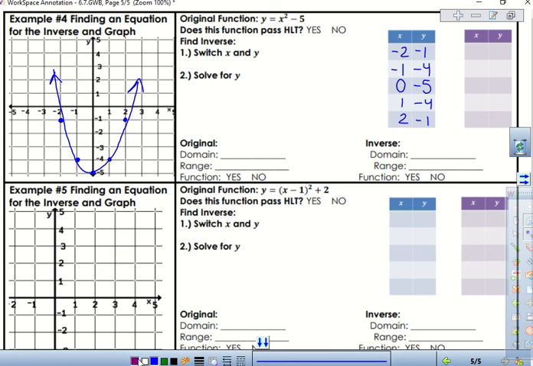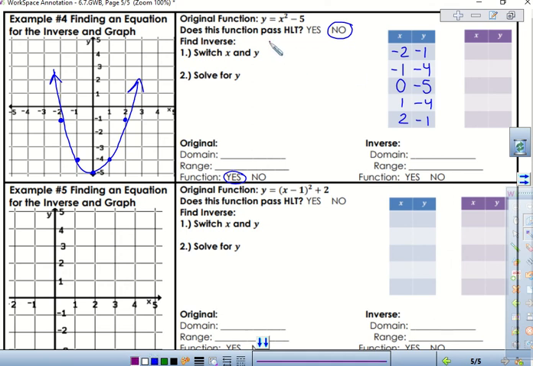Before we find the inverse, let's go in order. Does this function pass the horizontal line test? No. So we know that its inverse is not going to be a function, right? So let's go ahead and find the inverse equation.